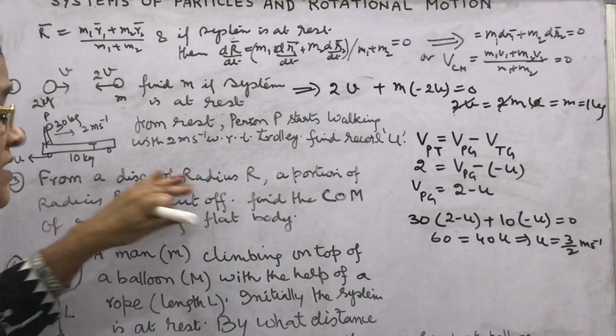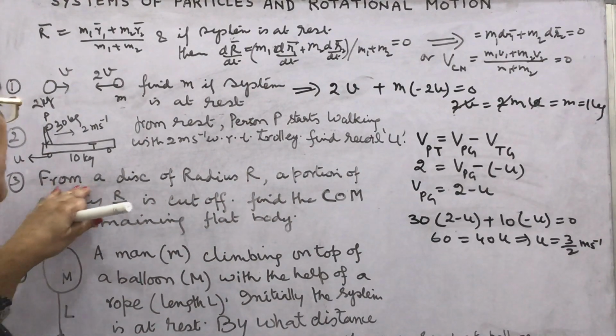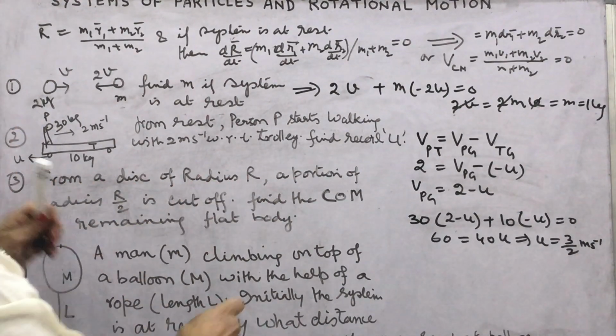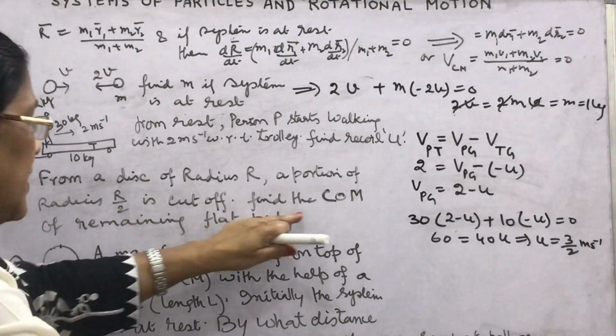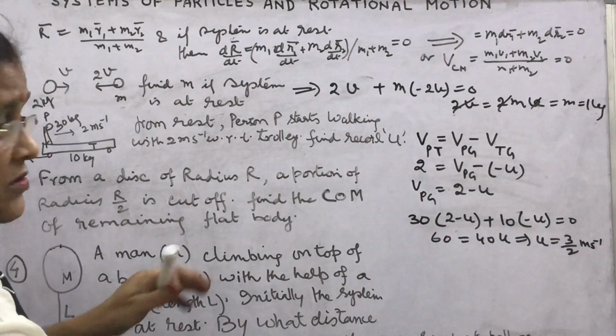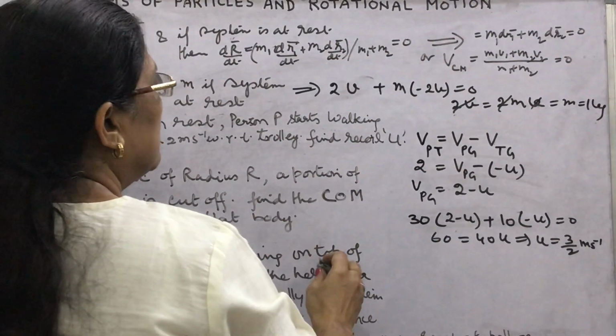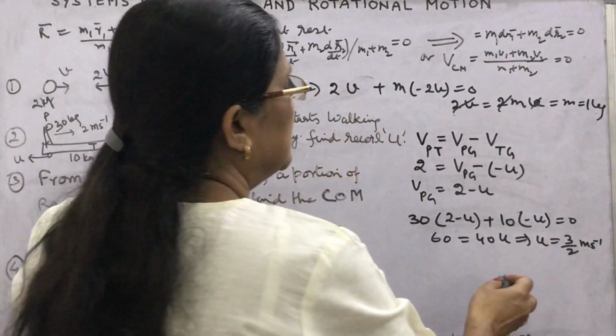Now I am coming to another question, this one. From a disc of radius r, a portion of radius r/2 is cut off. Find the center of mass of the remaining flat body. It looks so simple. How to solve this question? I hope you have noted these questions.